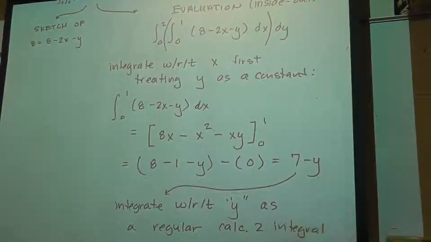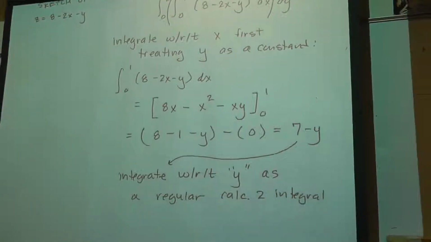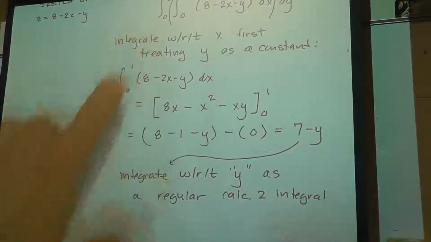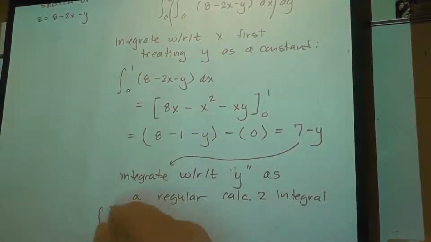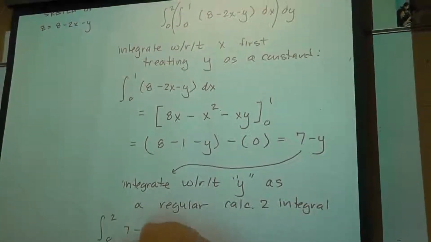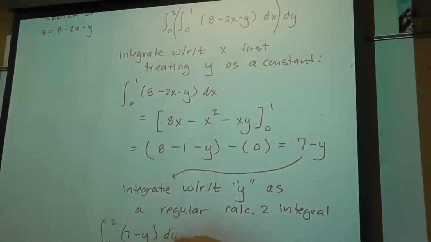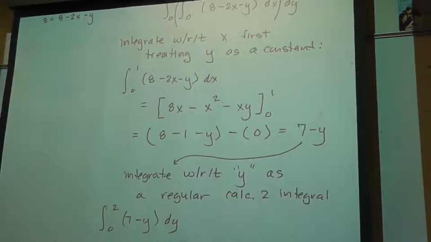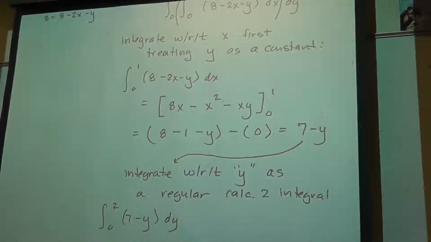And now, since one of your iterations is gone, you've technically turned it into a regular calculus 2 integral. Because all that's left to do is apply the 0 to 2 limits for the function 7 minus y dy. So now you're going back and catching the outer iteration. So far, so good?